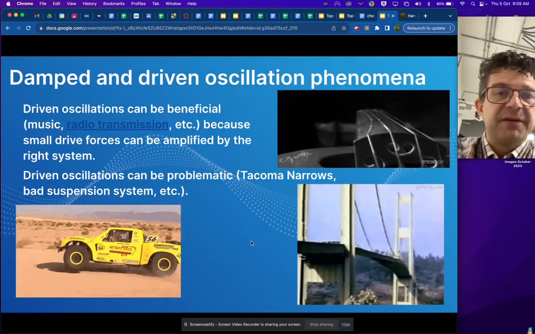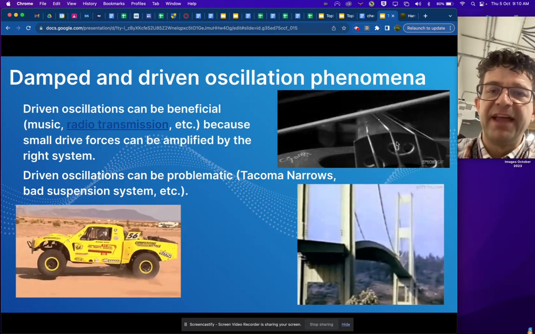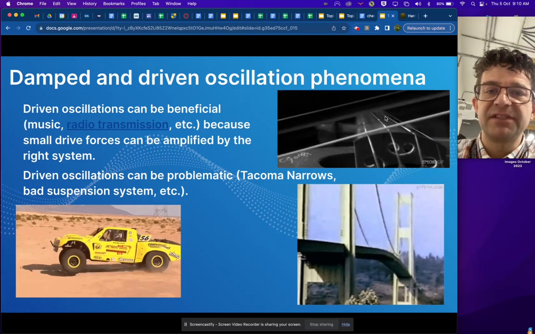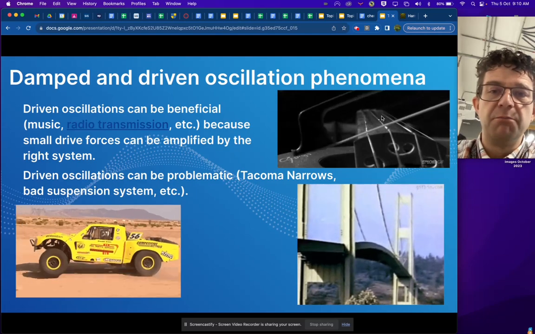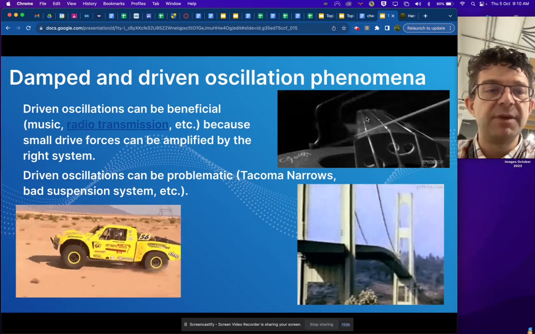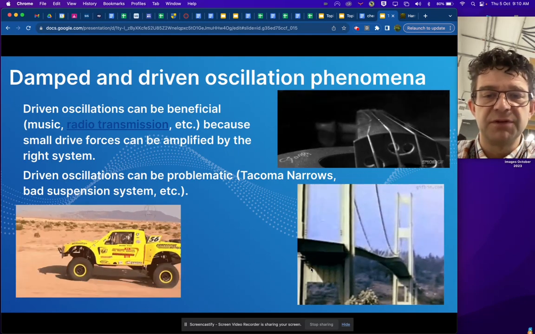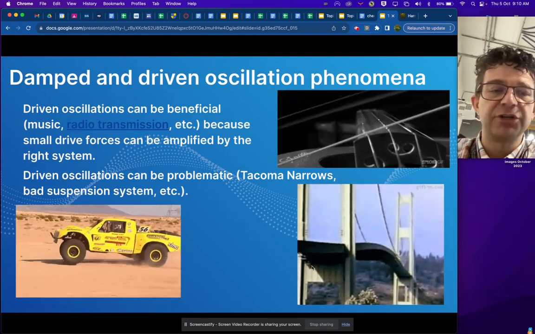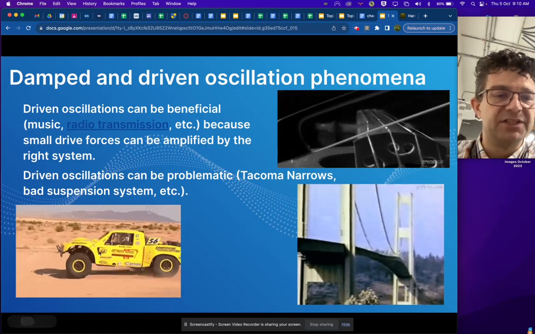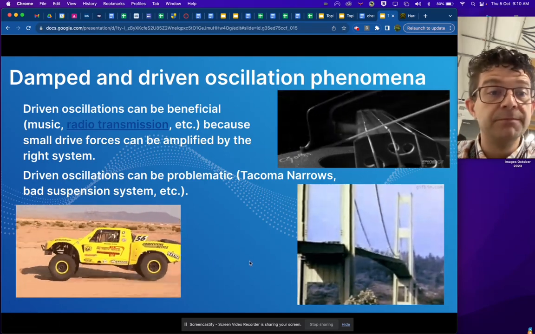In terms of the phenomena that we're looking at here, driven and damped oscillations can be useful. For example, they are used with musical instruments to produce sounds using standing waves, and you can pluck a string or you can bow a string and the resonant frequency, or the natural frequency, will be picked out. Or they can be problematic. You can Google the Tacoma Narrows Bridge, which was a bridge that fell apart due to a phenomenon called autoresonance. And bad suspension systems can leave your car bouncing up and down a lot. This is a pretty good suspension system if it's bumping along a road.